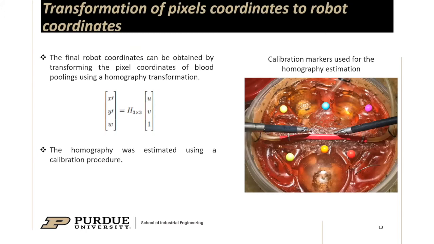Then we used a transformation to calculate robot coordinates from pixel coordinates. To simplify our setting a little bit, we used a homographic transformation to calculate XY positions of the robotic manipulators. To calculate this homography, we used a simple calibration procedure with the color markers shown in the image on the right.